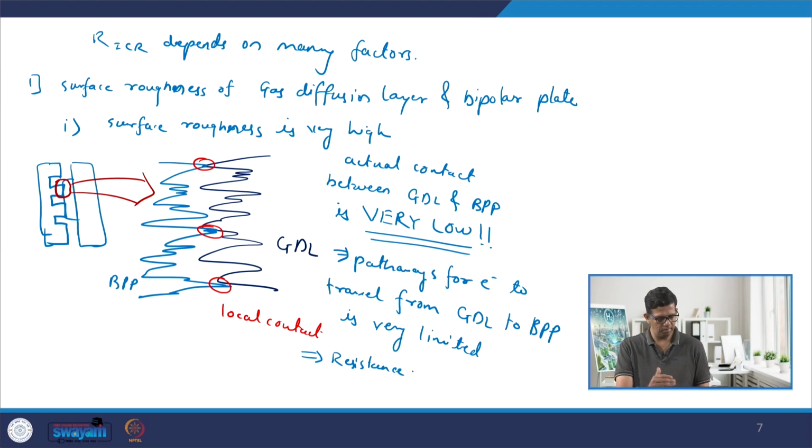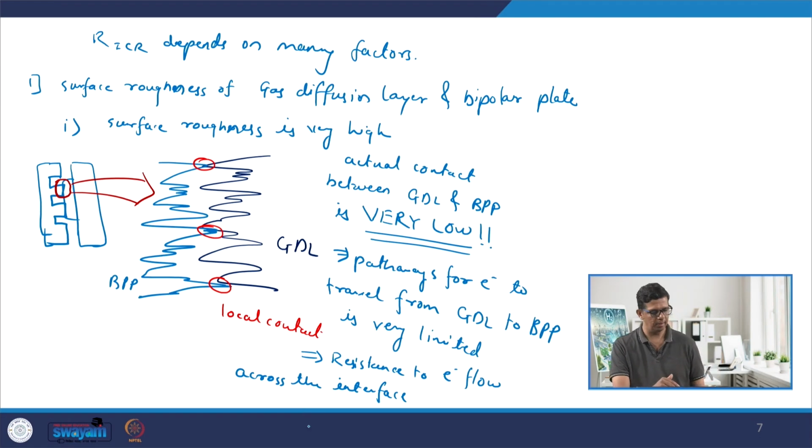Or in other words, resistance to electron flow across the interface. So, interface means the phase in between, or that is shared between the bipolar plate and the diffusion layer. So, that is where the resistance gets added.